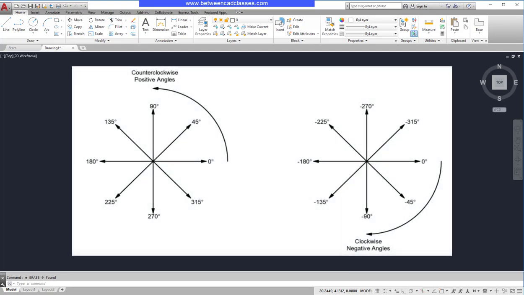By default, 0 is straight to the right on the x-axis, 90 is straight up on the y-axis, 180 is straight to the left on the x-axis, and 270 is straight down on the y-axis. So as you can see then, by default, AutoCAD calculates angles positive in the counterclockwise direction. Conversely, angles are negative in the clockwise direction. You can mix and match methods, so if I want a line to go straight down, I can call that either 270 degrees or negative 90 degrees.